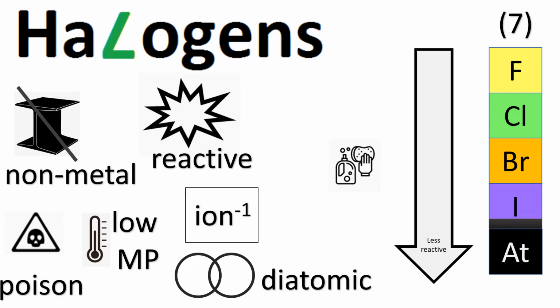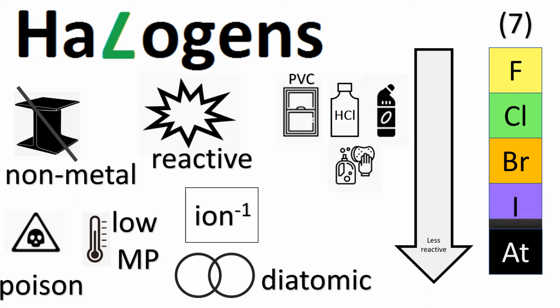In general, we use a halogen for cleaning products. Specifically, chlorine tends to be in bleach. We also use chlorine to make hydrochloric acid. And also we find chlorine in PVC window frames. That stands for polyvinyl chloride.